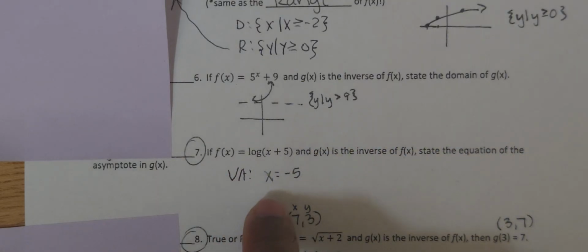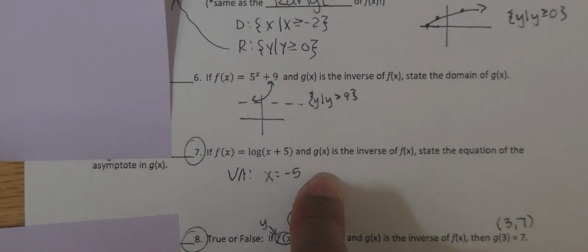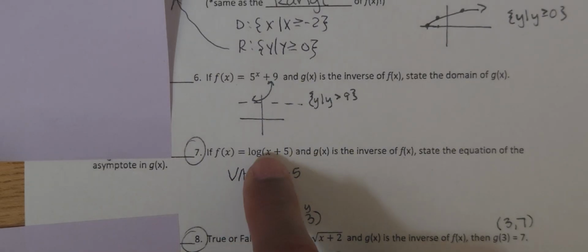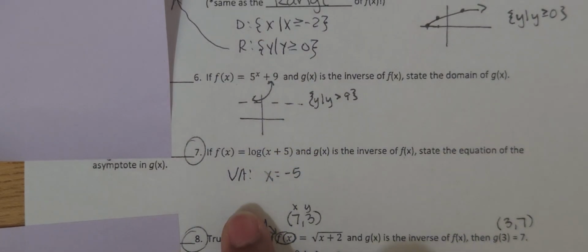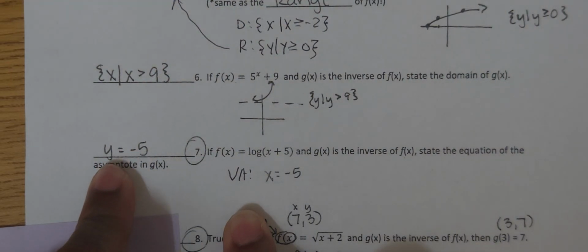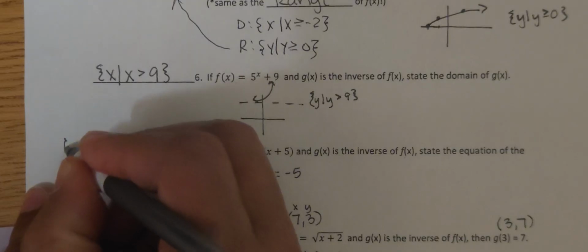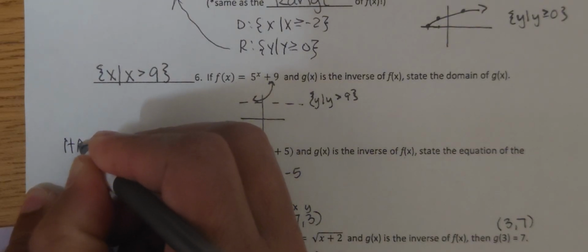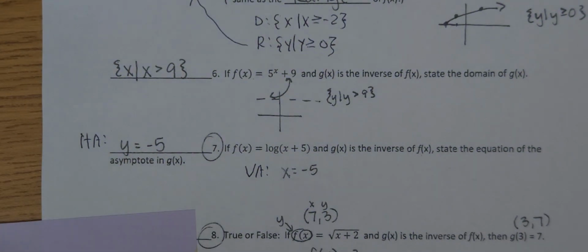Well, the inverse is going to have an asymptote at -5, but instead of x, it's going to be y. And the inverse of this will be an exponential with the base of 10. So then the equation of the asymptote, the horizontal asymptote, is at y equals -5. So this is the horizontal asymptote equation.